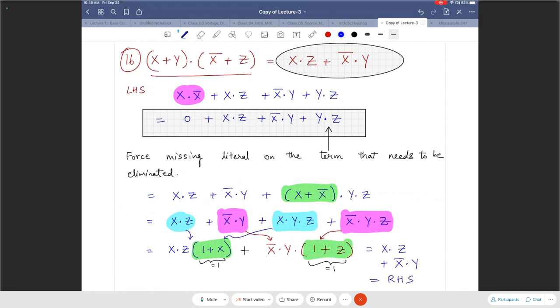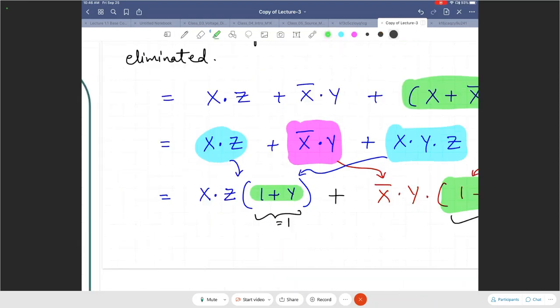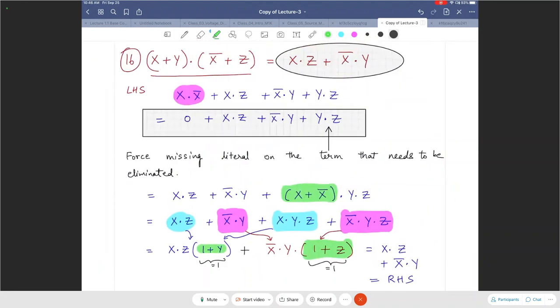So that's how you would put one or y. What is that? 1 or y? Oh, yes, you're right. That should be one or y. One or y over there, one or z over there. Yes. Thank you.